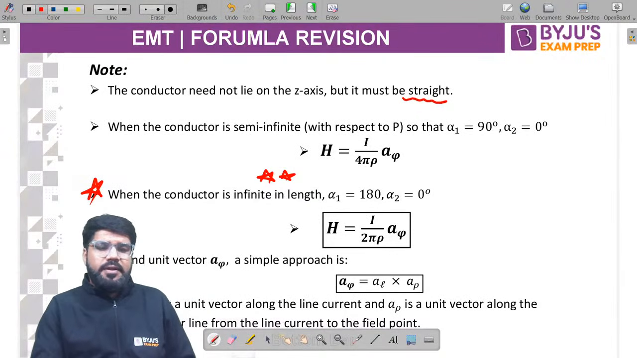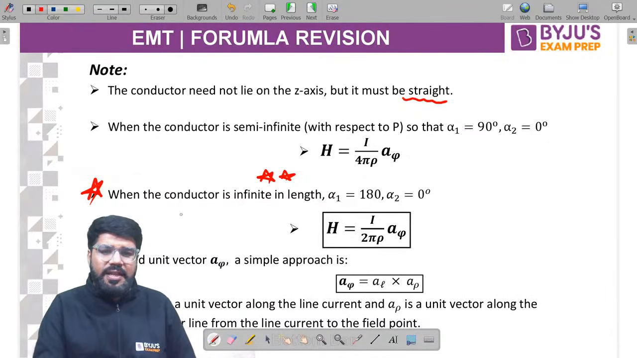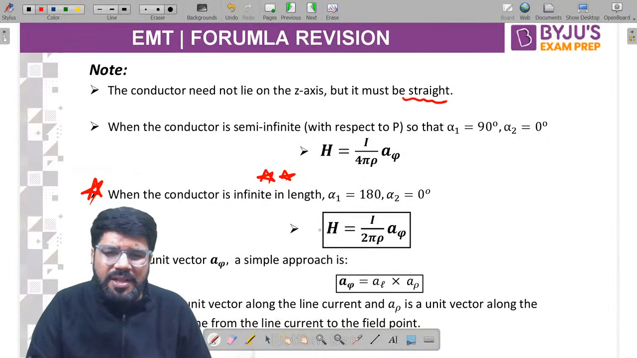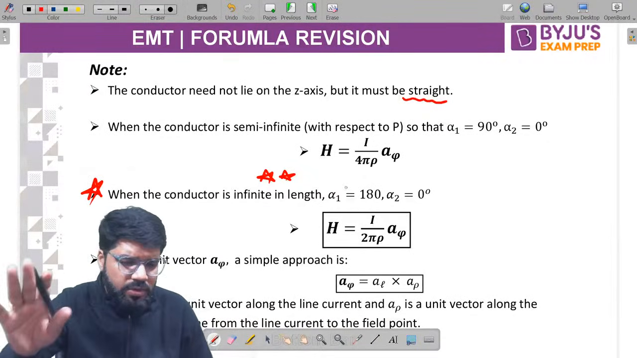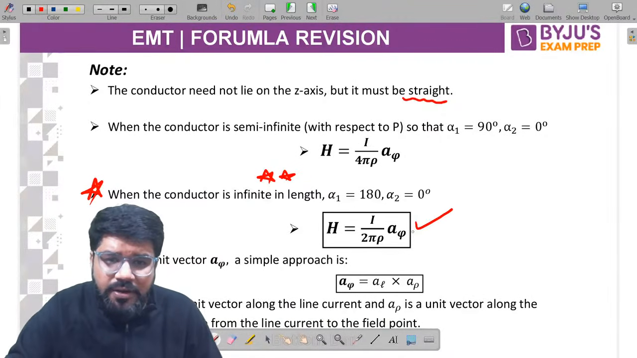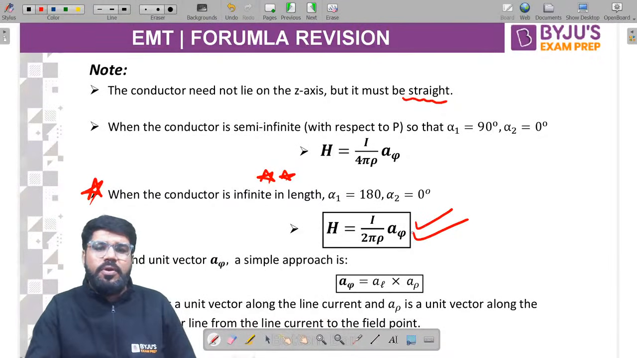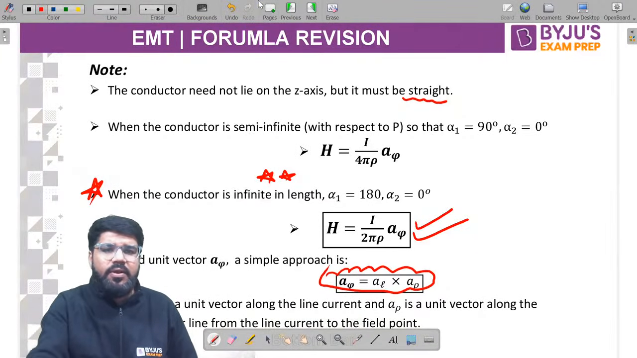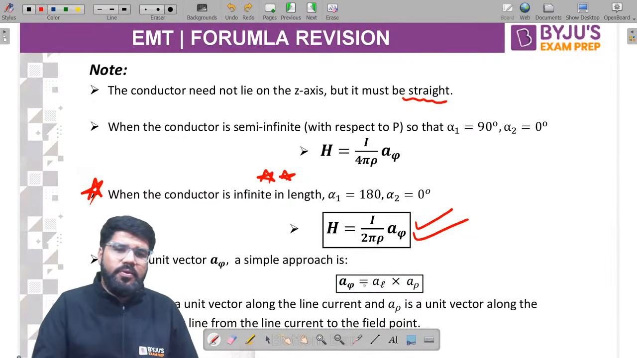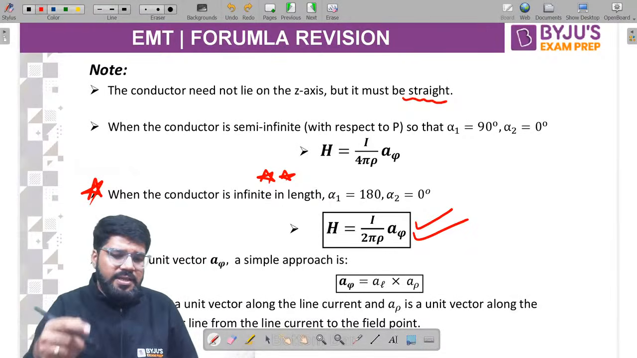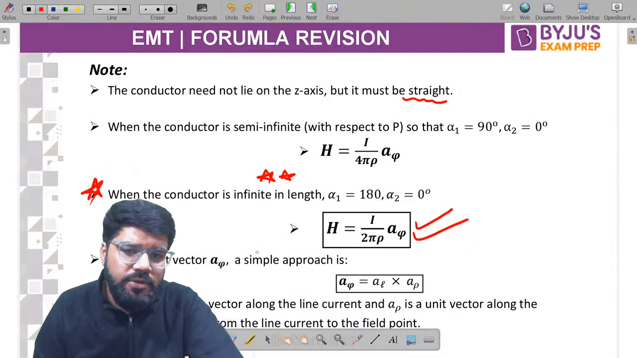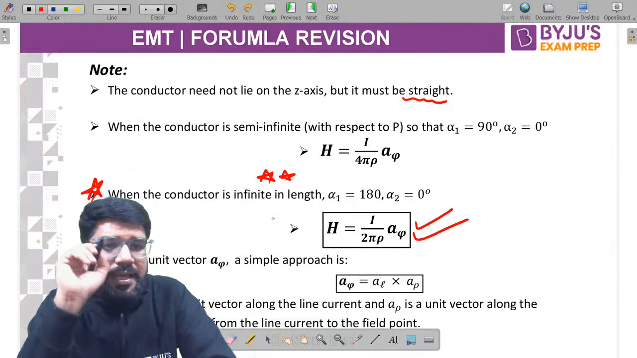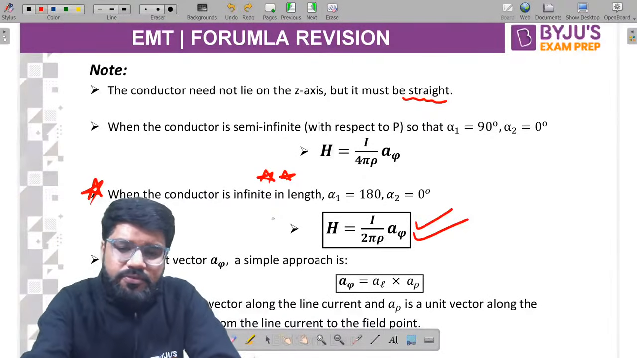Most of the questions are usually based on a long conductor, of very large, infinite length. And after putting the required values of alpha 1 and alpha 2, let's now derive the final important formula for you: I upon 2 pi rho A_phi, where I told you A_phi is calculated as A_L cross A_rho. A_L and A_rho are both described as I've already described for you. So these are the important points to be noted from this formula.